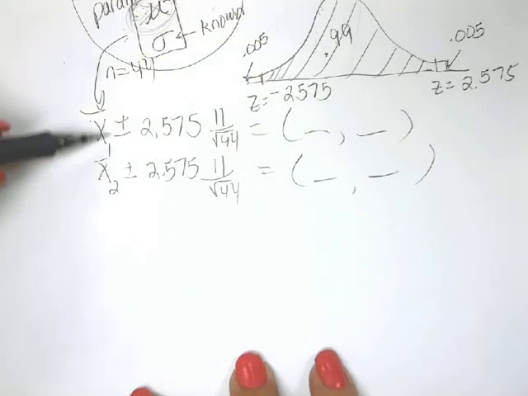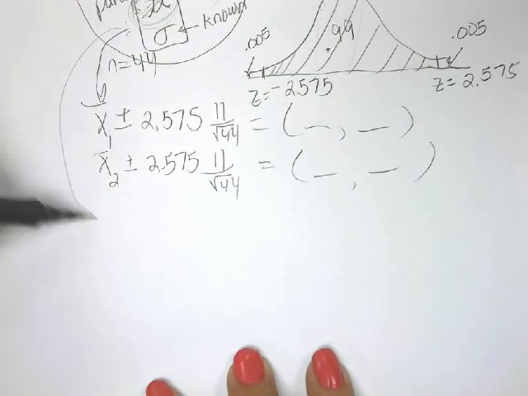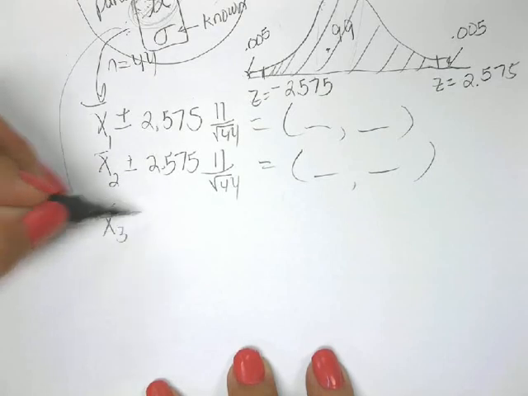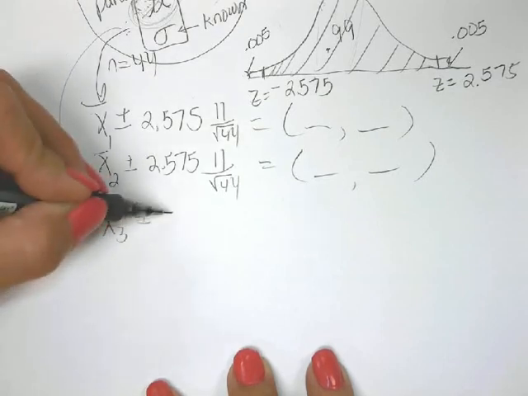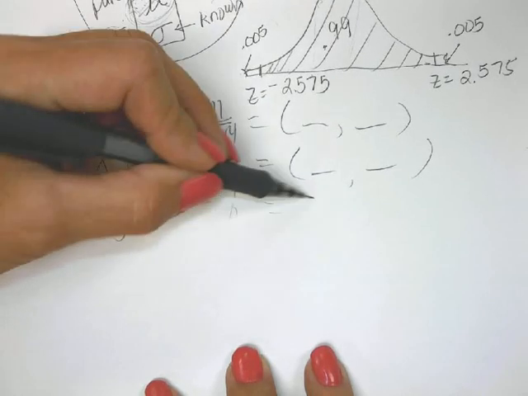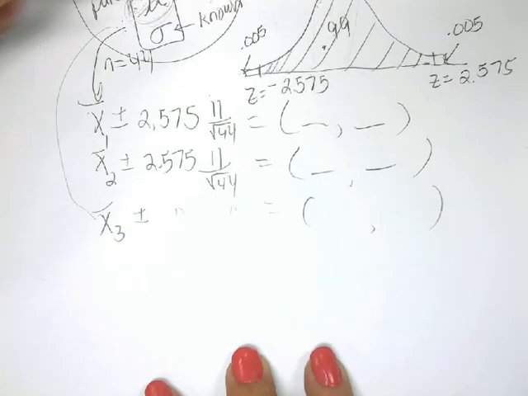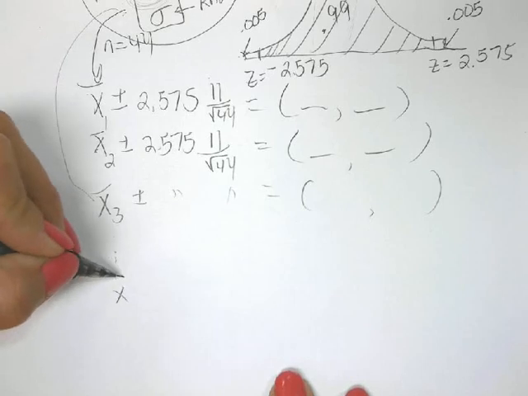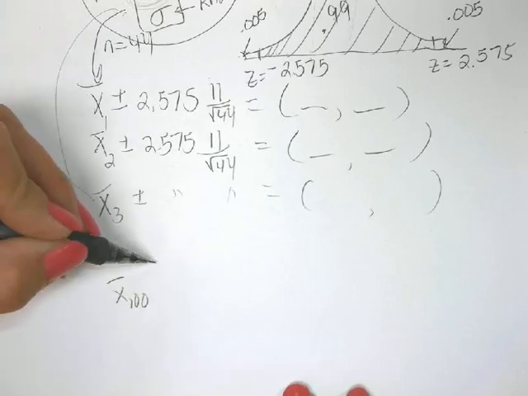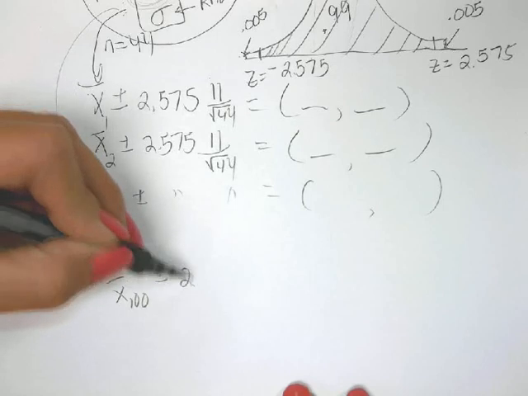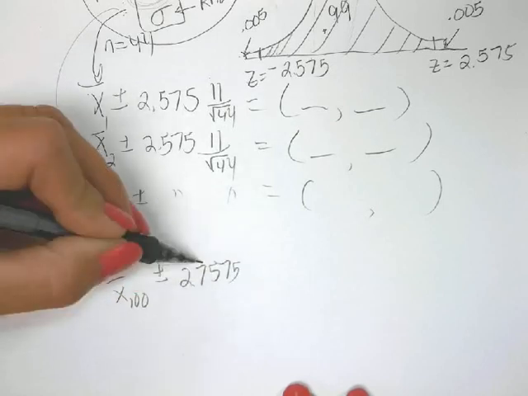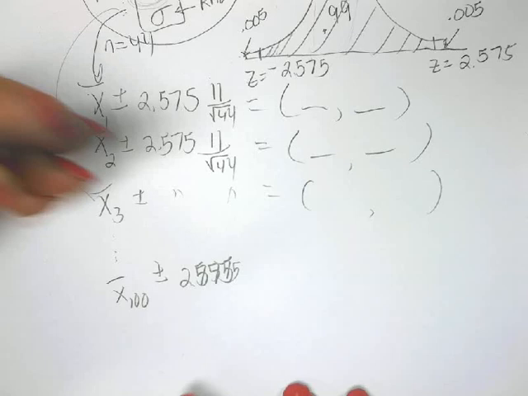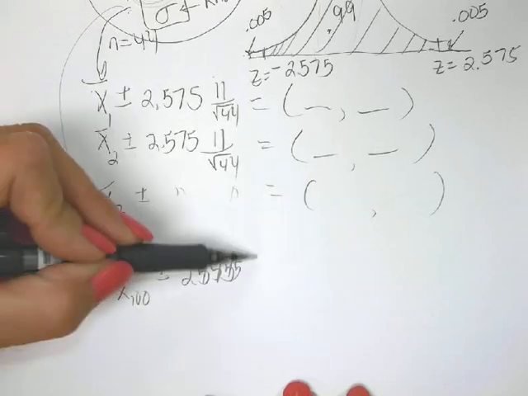But I do this over and over again. I keep taking another sample of 44, and I get another X bar. And again, I write these down, and I get another interval. All of these intervals are going to be different because this X bar is going to change each time as I collect more data. Now I do this, let's say, 100 times. I'll write this last one down. Oops, that's a 5, 7, 5. You get the idea. I'm not going to erase it.